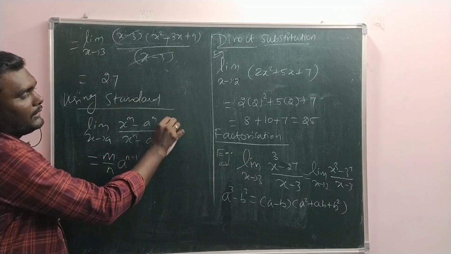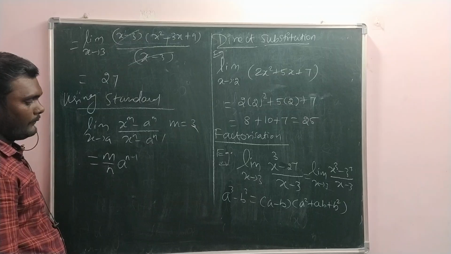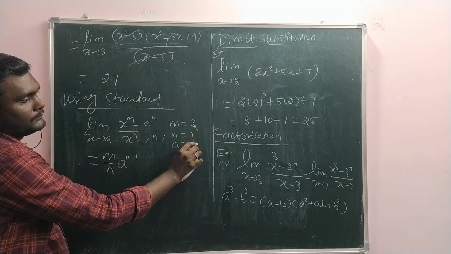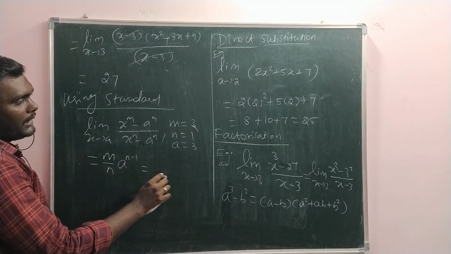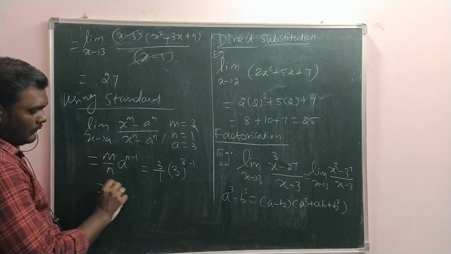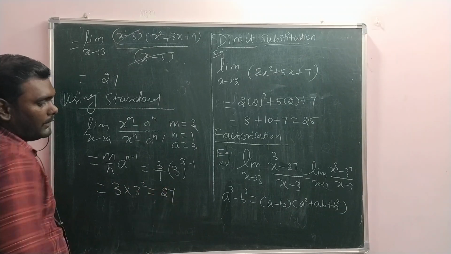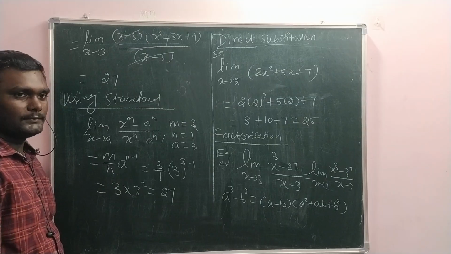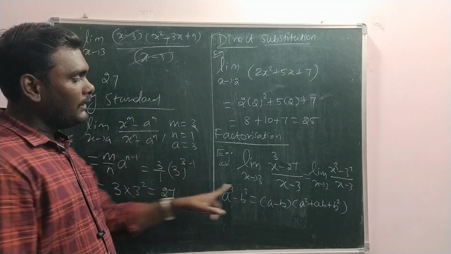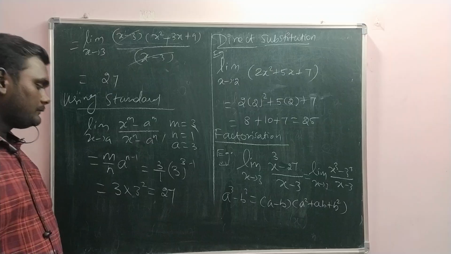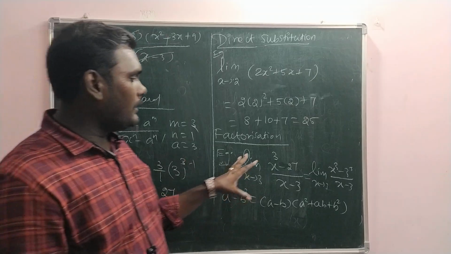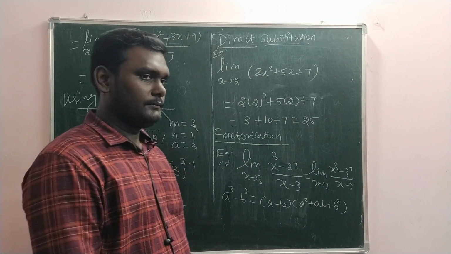So here in this situation, the m value is 3, the n value is 1, and the a value is 3 again. So m by n, that is 3 by 1, into 3 power 3 minus 1. So we have 3 into 3 square, 27 is the answer. See how fast you got the answer? Here I factorized, cancelled, substituted, and got 27. Now using standard limits, immediately. All we have to do is identify which identity is applicable.